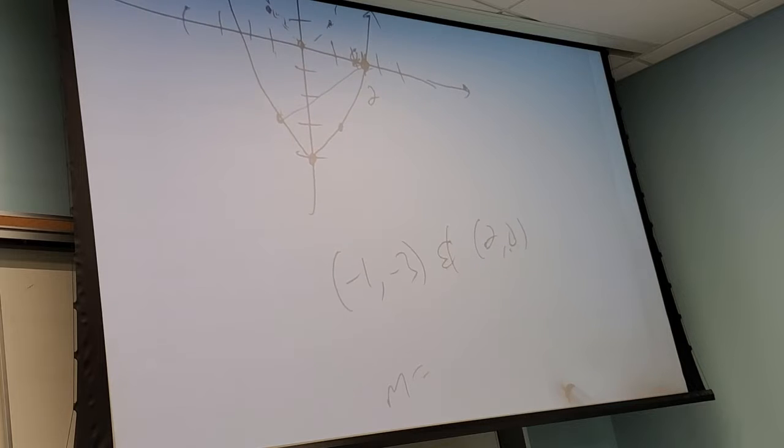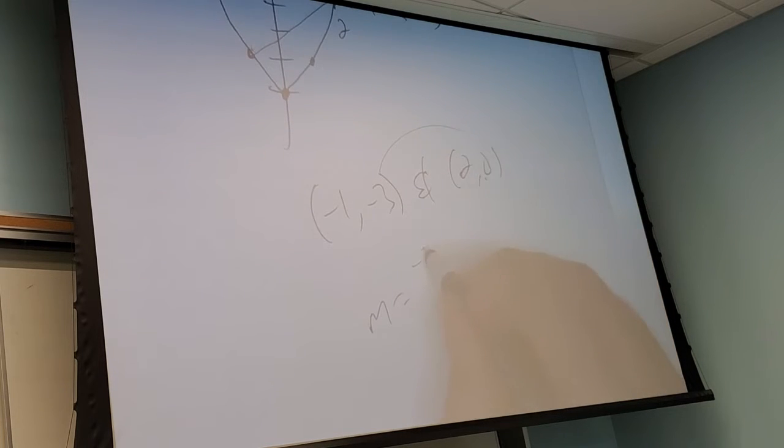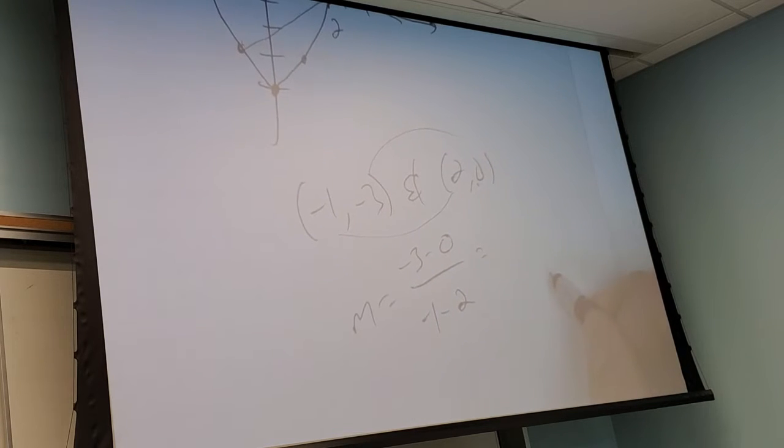Negative 3 minus 0, so you can go this way. Negative 3 minus 0 over negative 1 minus 2. Negative 1 minus 2 is negative 3, so you get negative 3 over negative 3, which is 1.